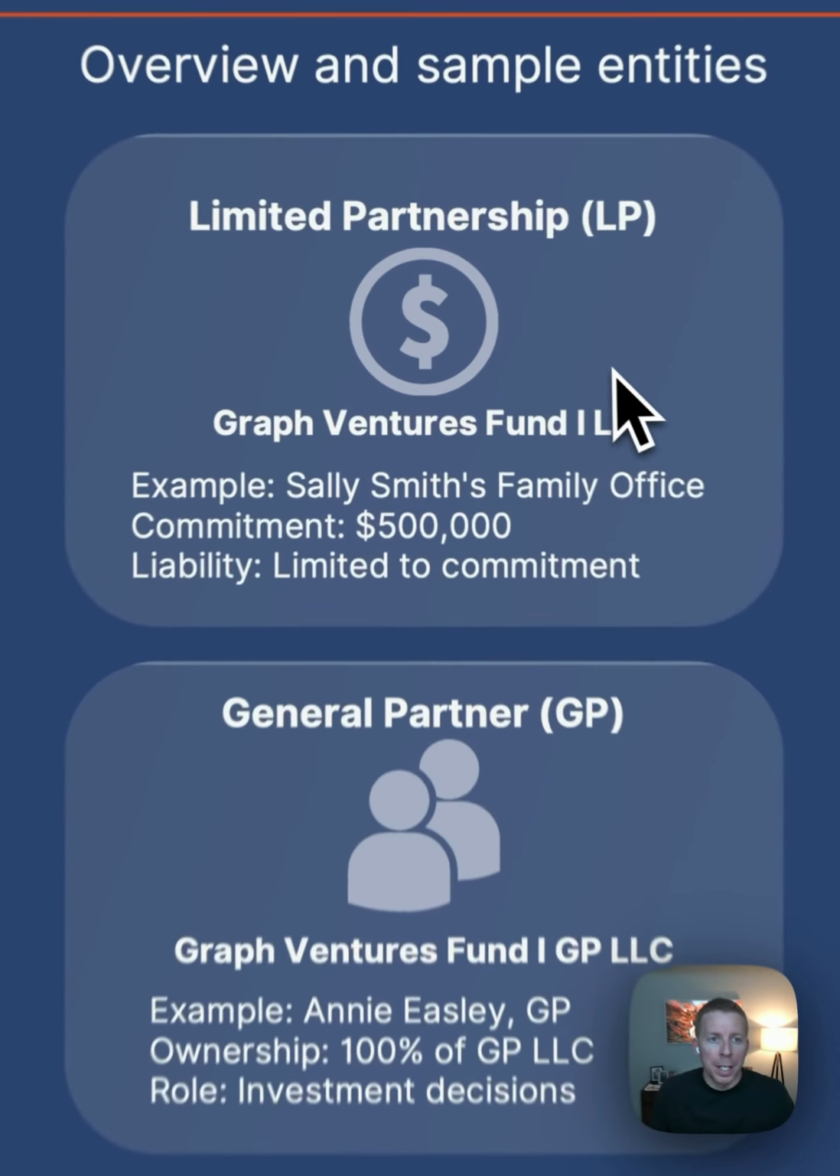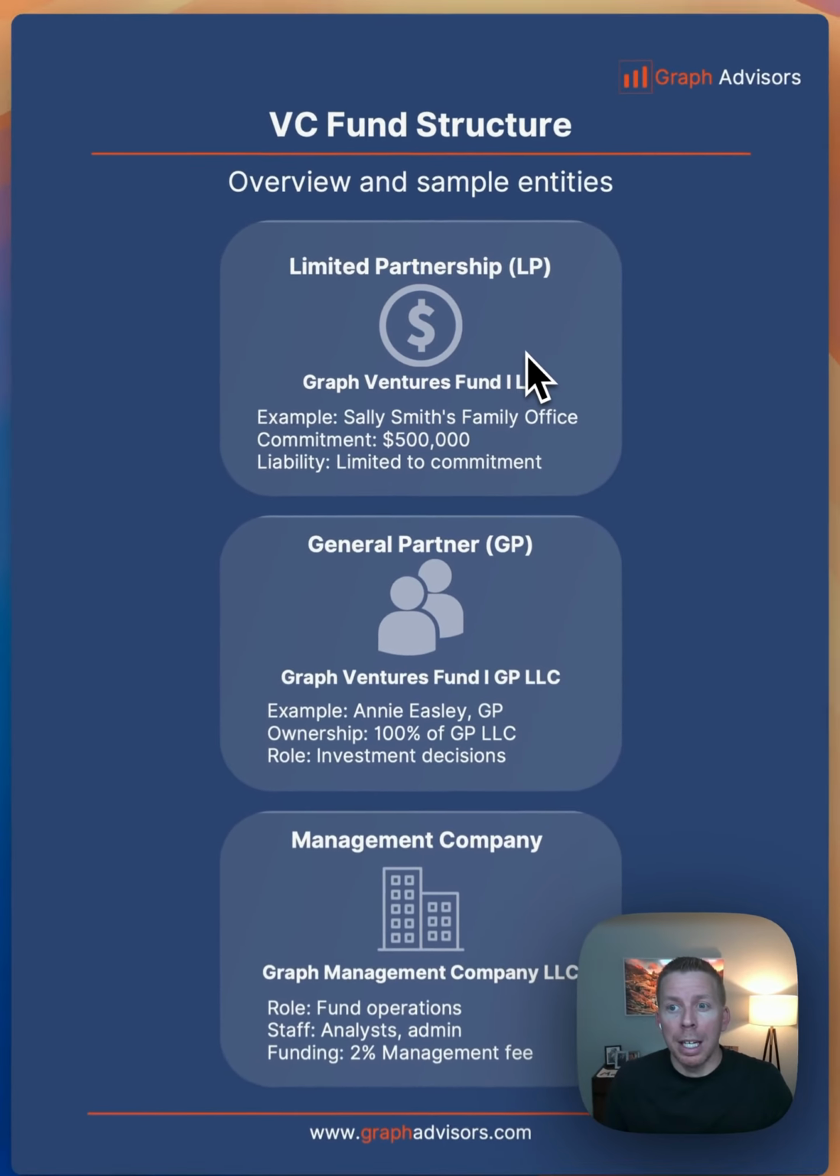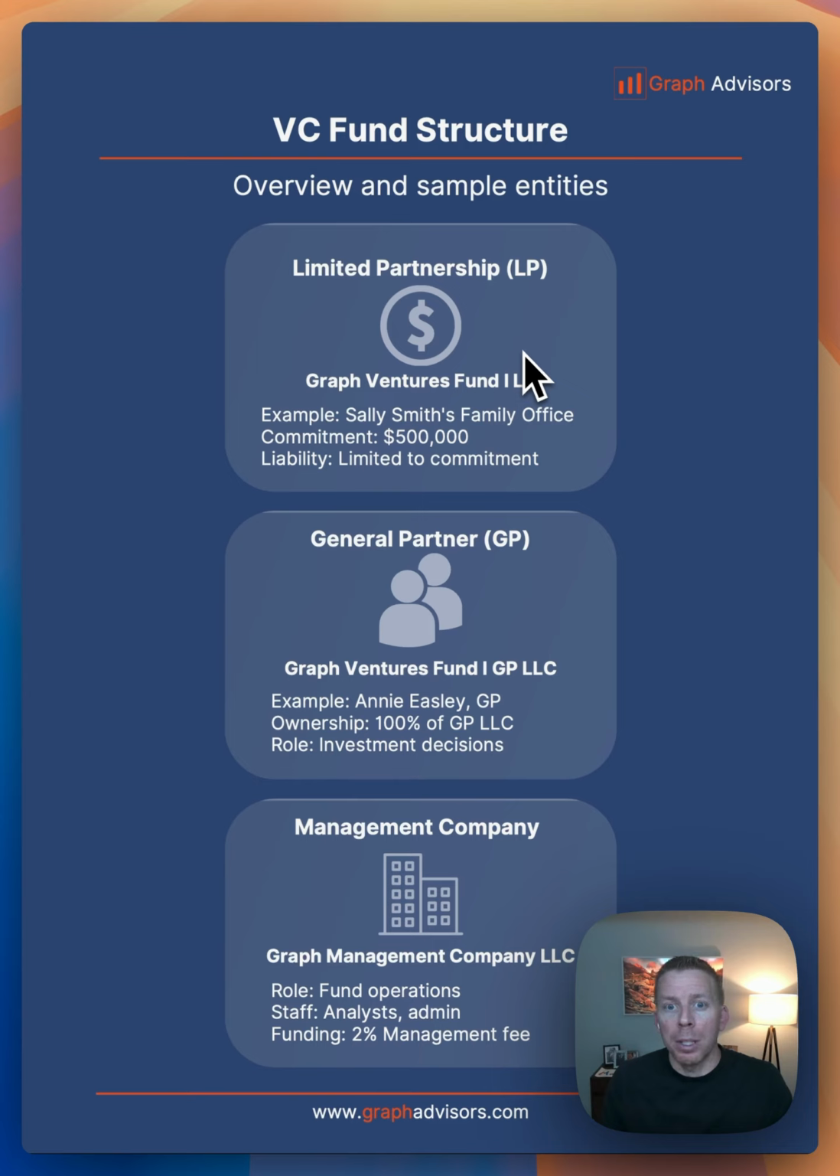So let's jump in. First, we've got the limited partnership, the LP structure. This is where investors become limited partners. They're committing capital and receiving limited liability protection. In this case, Sally Smith's family office invested $500,000, her commitment, into the fund. So if the fund faces legal issues, Sally's other assets are protected here.